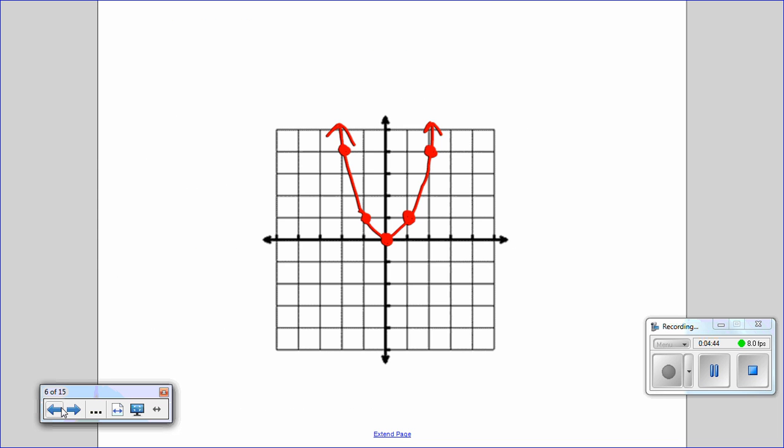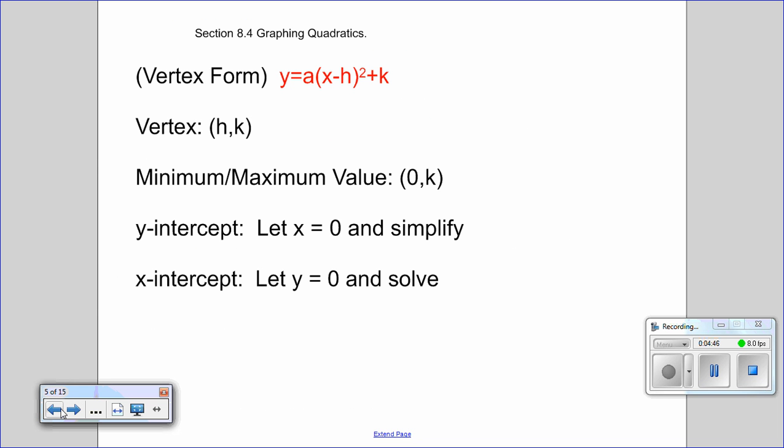So here we go. Here's your example of vertex form. You might write this down. It's kind of important. The vertex falls in your lap in vertex form. You're going to find a min or max value based on if it opens up or down, and we're going to find the y-intercept by letting x equal 0 and an x-intercept by letting y equal 0. So all the work we did for solving with the quadratic formula is going to be important.